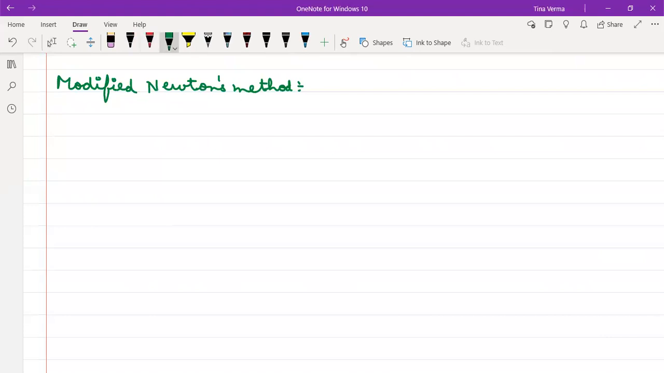Modified Newton method is... the questions you have done so far give you only one root. That means if you have a simple root, right? So modified Newton method is for multiple roots. So here the formula changes. We will not derive that formula. I'll tell you what your formula will be.